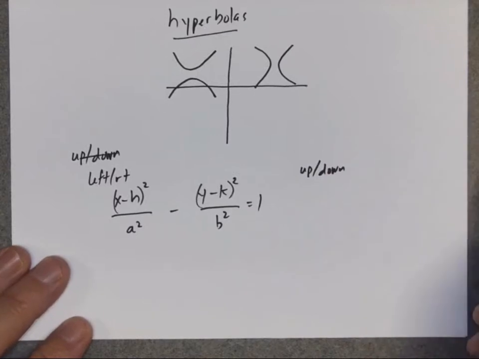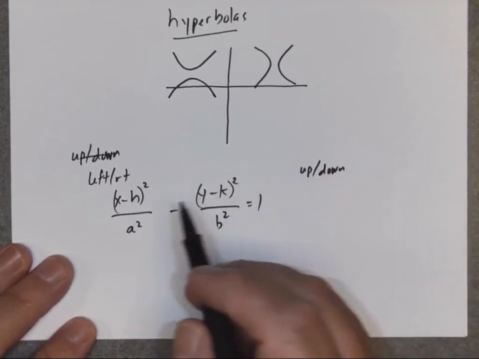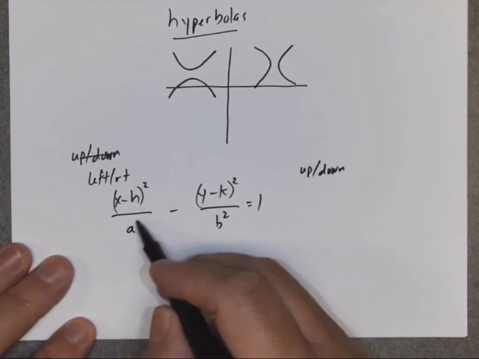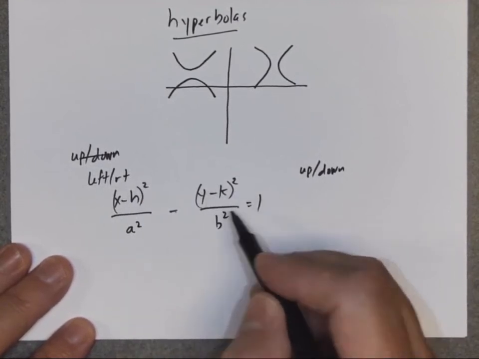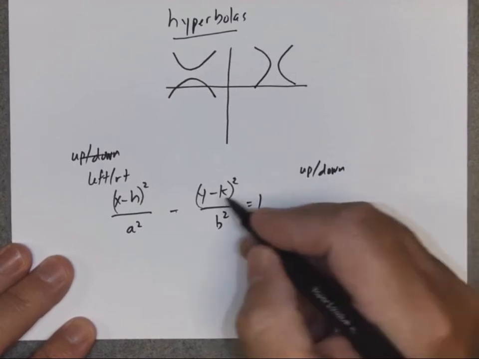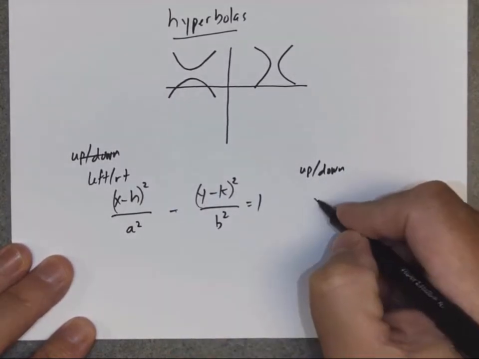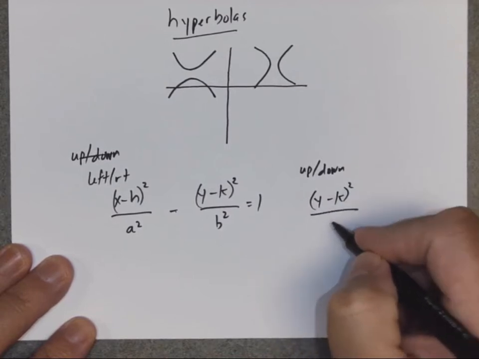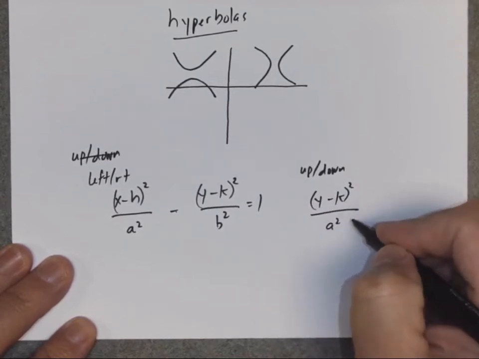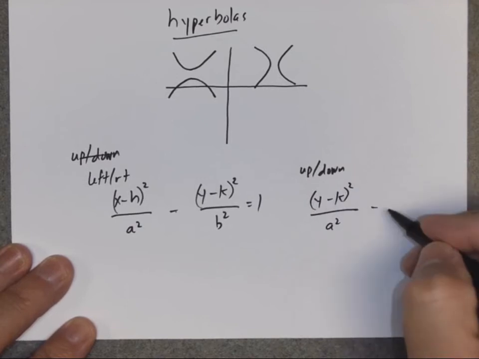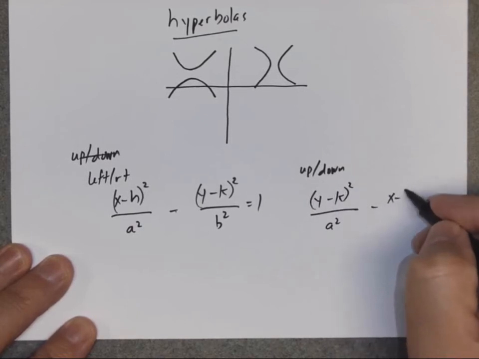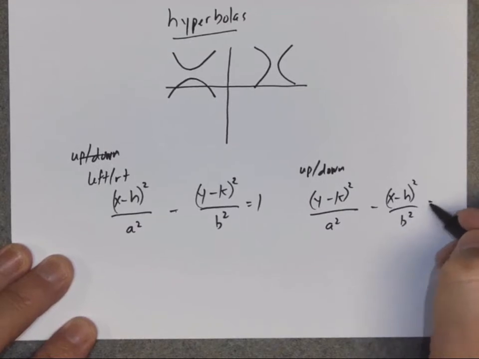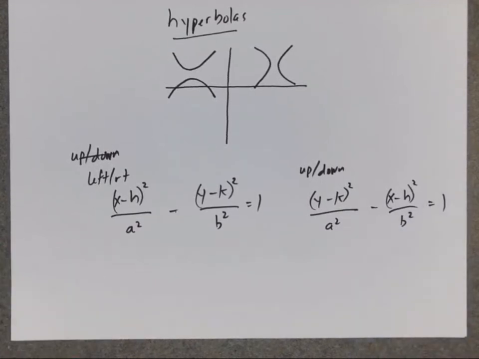Then up, down. One thing I'm going to do here is call this the x term. You notice it's sort of positive, and you subtract the y term. For an up or down, you simply switch the x and the y. So now the y term becomes sort of the positive term. And you subtract the x term.